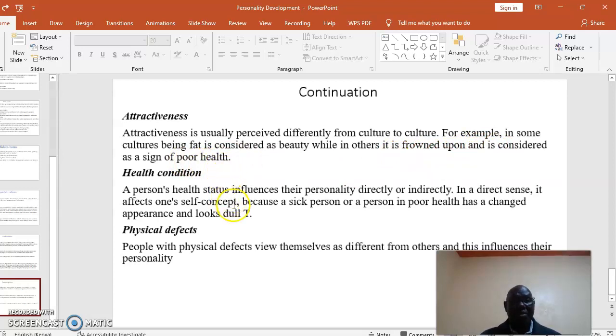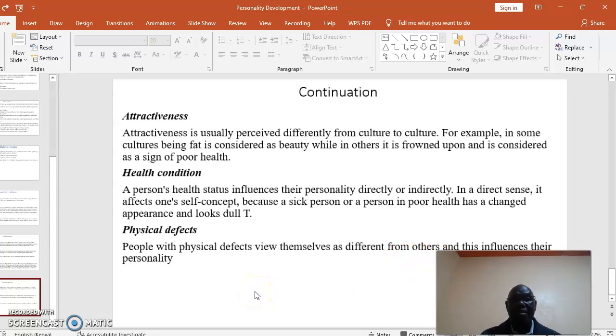Health condition. A person's health status influences their personality directly or indirectly. In a direct sense, it affects one's self-concept because a sick person or a person in poor health has changed appearance and looks dull. Physical defects. People with physical defects view themselves as different from others, and this influences their personality development.